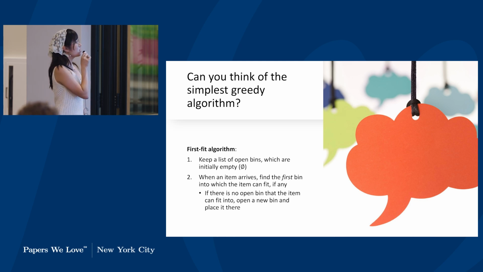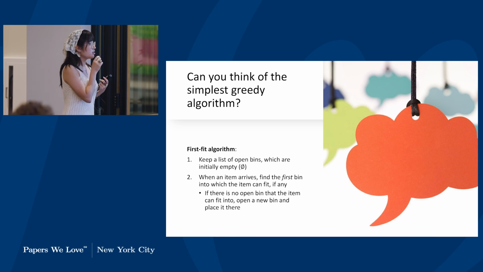Yeah, exactly. So this is called the first fit algorithm. You keep a list of open bins, which are initially empty. And when a new item arrives, you just find the first open bin that can fit it. If there is no such bin that can fit it, then you just open a new bin and put it in there.